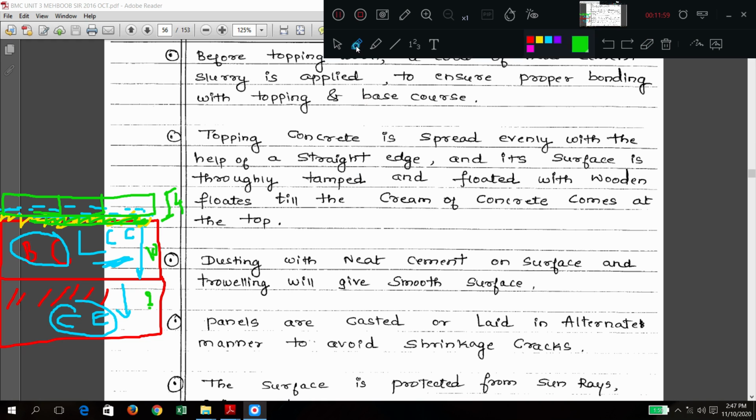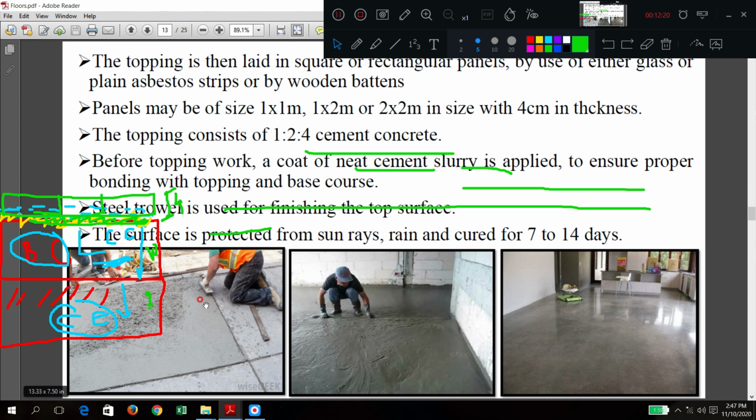So topping is done using the straight edge, and a little bit of tamping is also done. What that person is doing now, see here. I will read the first one: floated with wooden floats till the cream of concrete comes at the top. Go back to this diagram. You can see the cream of concrete coming on the top. This is called the floating operation.